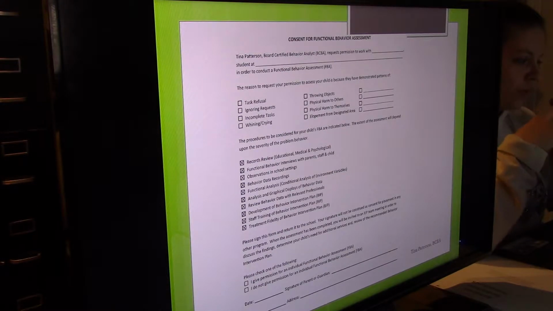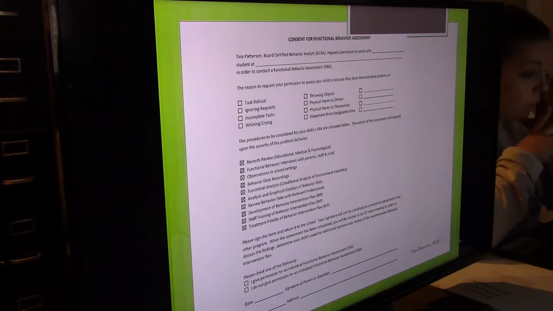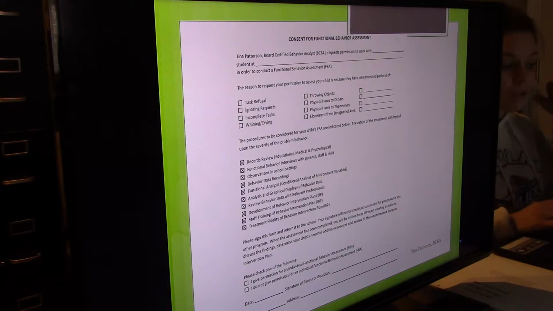So I go through those. I go through their speech evals, their occupational evals. I talk to anybody that comes in contact with them. And then I observe them. So they understand I've already done my part, my homework.